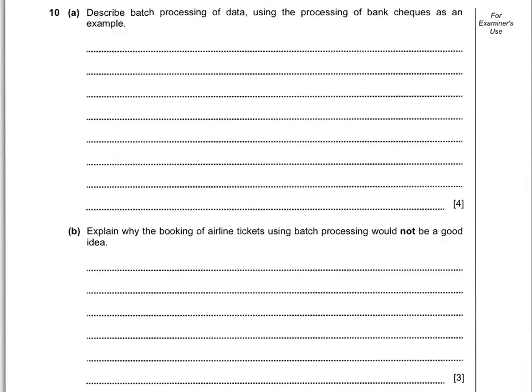In this question we have: describe batch processing of data using the processing of bank checks as an example. When we are talking about the processing of data, there are 3 types. There's batch processing, there is real-time transaction, or online processing. There's also real-time process control, but that won't appear in your exam. So the one that it's not requesting is real-time transaction processing.